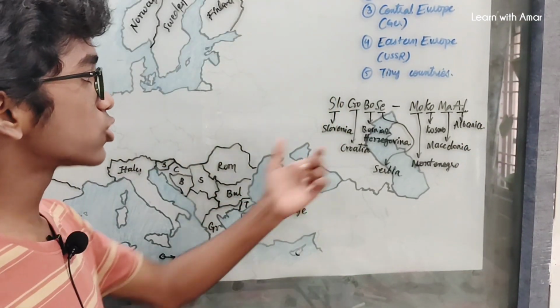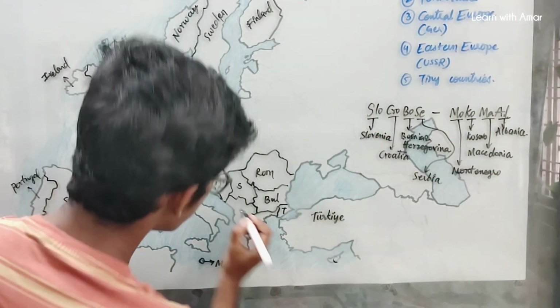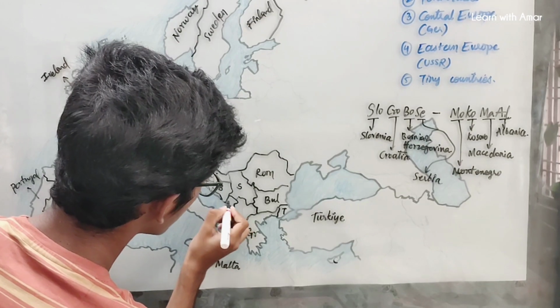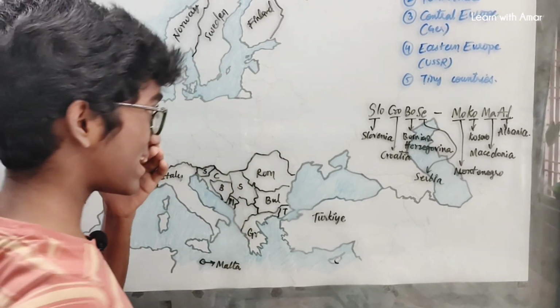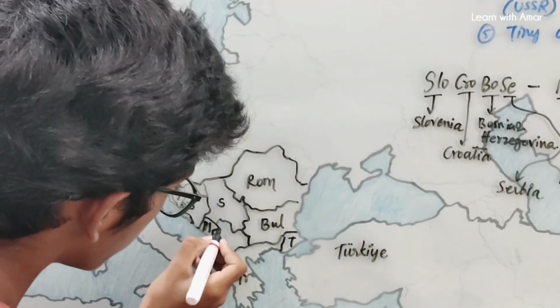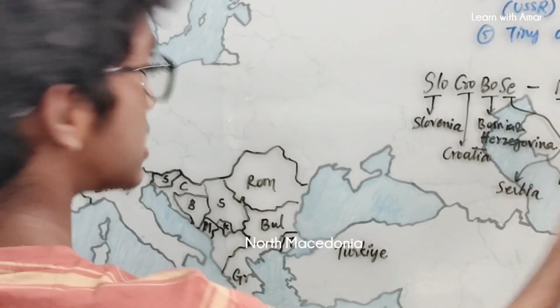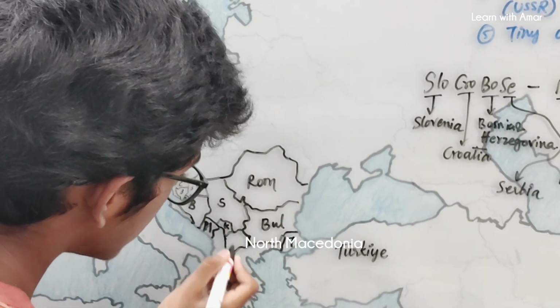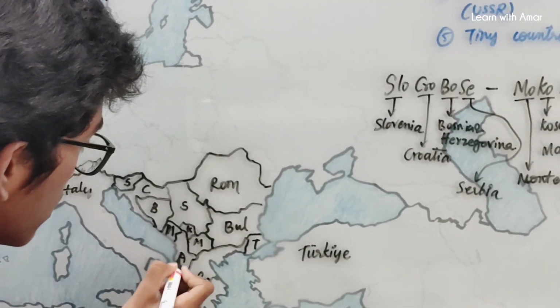Okay, so Slovenia, Croatia, Bosnia, Serbia, these are the countries. Next, Montenegro, Kosovo, Macedonia, Albania. Montenegro is this one, just below Bosnia and Herzegovina. Next, Kosovo, this one, it is a disputed area. Next, Macedonia. Macedonia is this, and Albania is this one.